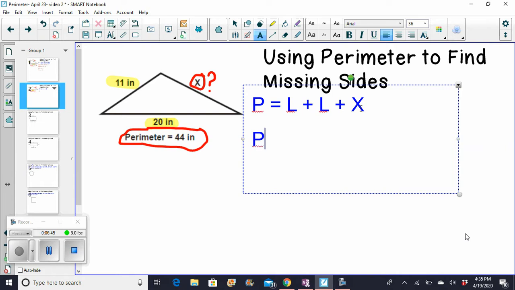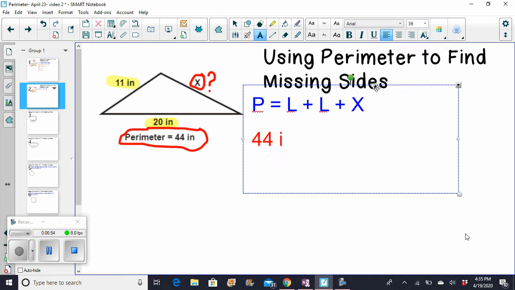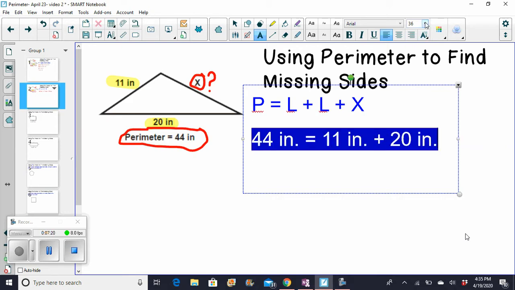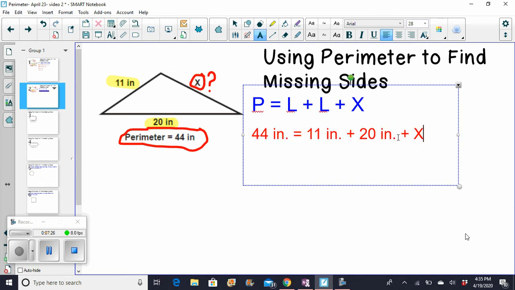All right, so let's go on in. Perimeter, we know that, so I'm going to type in that value. That perimeter is 44 inches. 44 inches is made up of one of our measurements, 11 inches plus 20 inches, plus then your last would be x, because we actually don't know the measurement. That's what we are finding, plus x. That's your question mark.